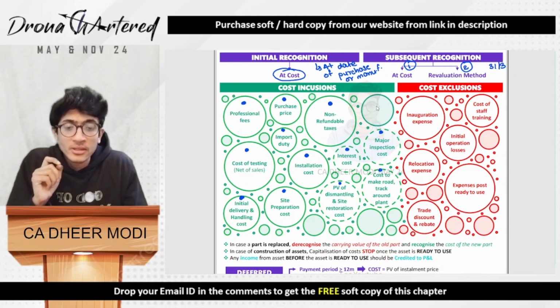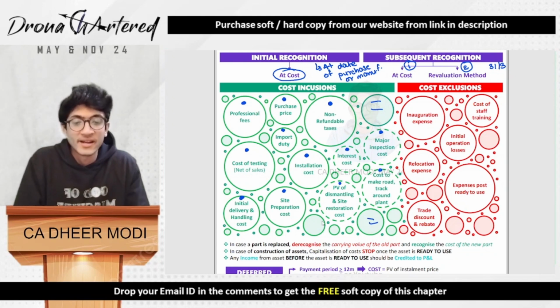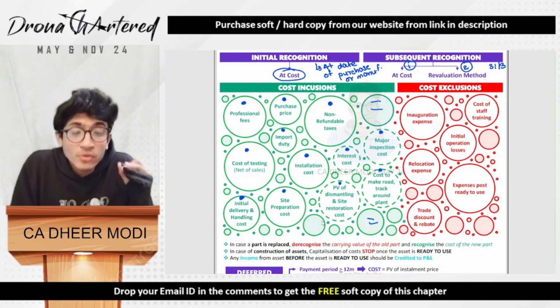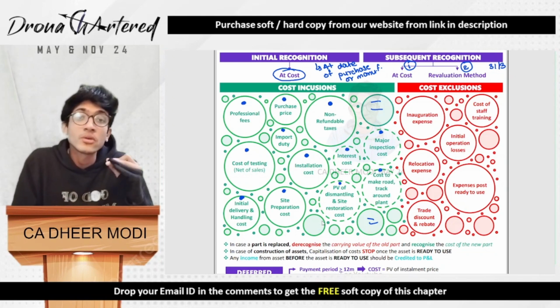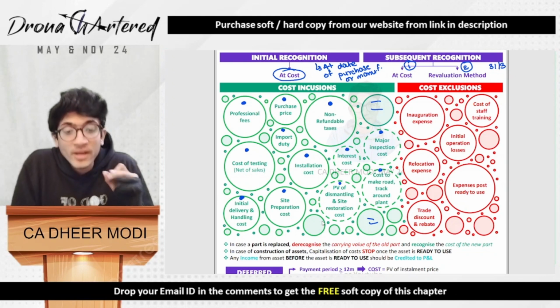I have also left certain spaces. If you want to add your own cost, I have left some places for you to add it. Okay. Now something that you have to remember, or that they ask frequently, is which items do not have to be included in cost. That means you do not have to add these.